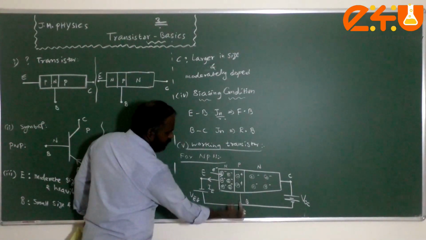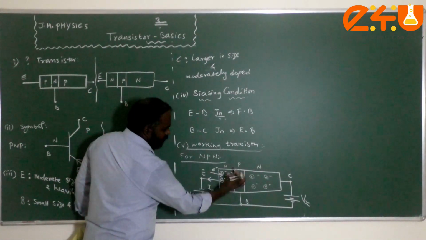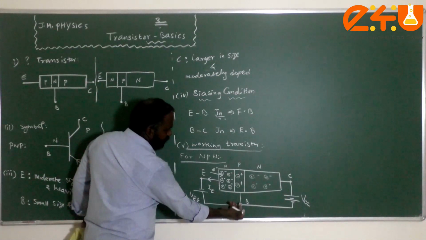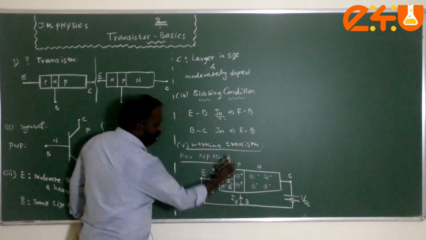So this is the direction of holes, assumed to be holes or positive ions going into the base layer. We know that current direction is along the direction of the positive charge. Therefore, this will be the direction of base current.